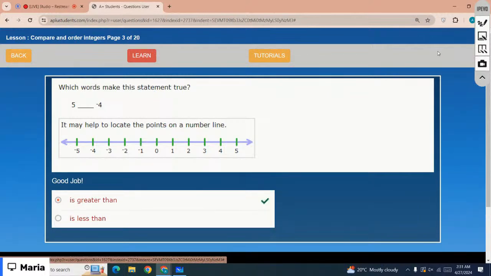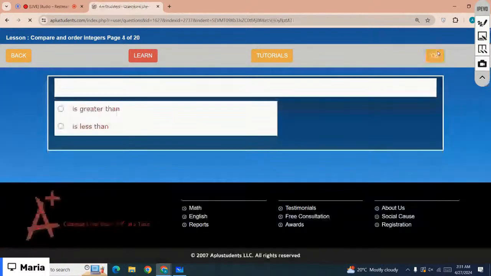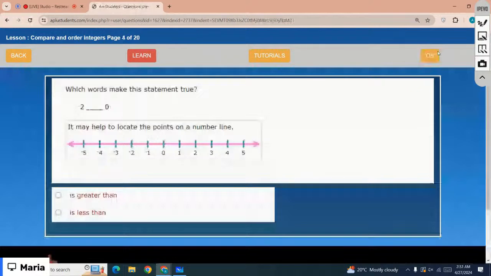Which words make the statement true? Negative 2 is less than 0. The correct option is less than 0.